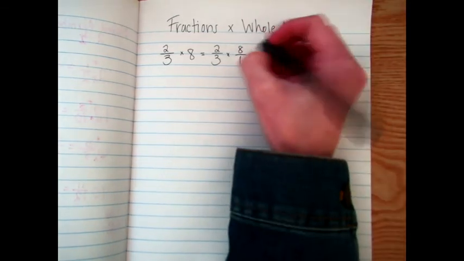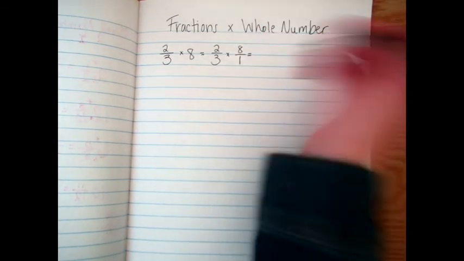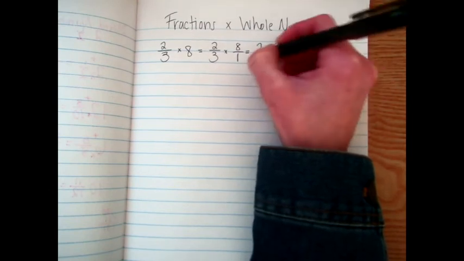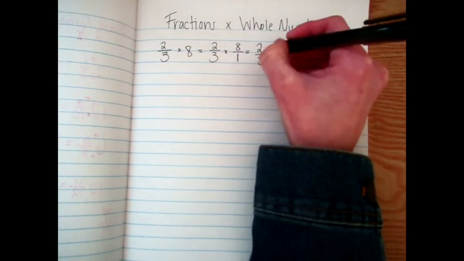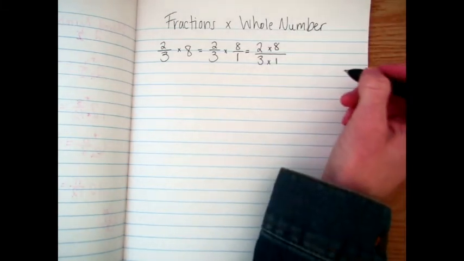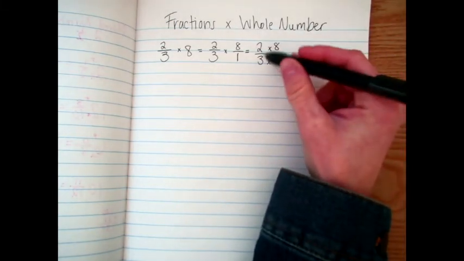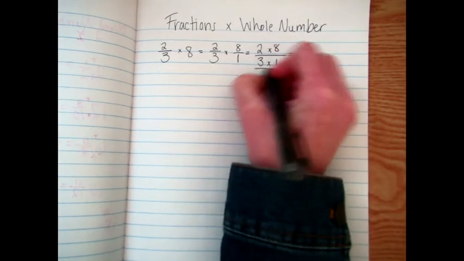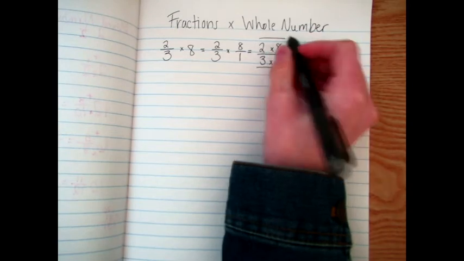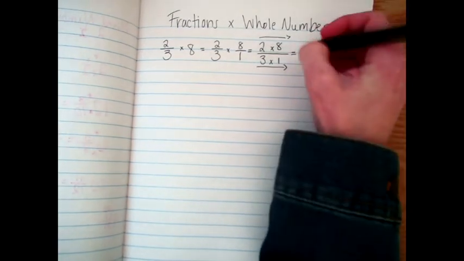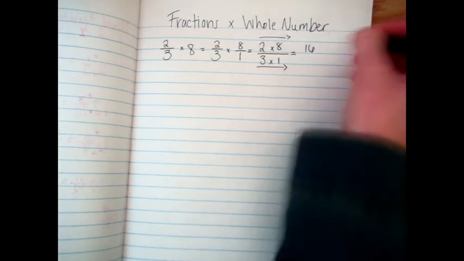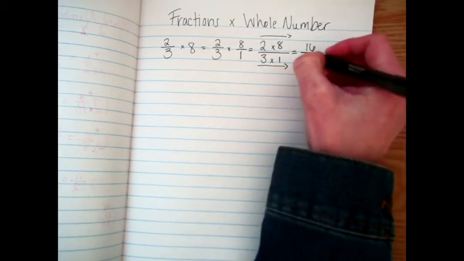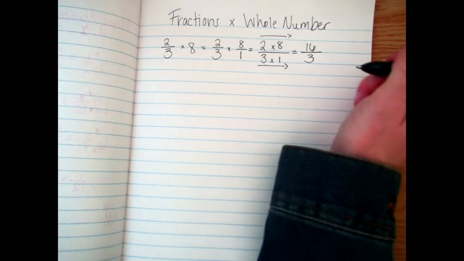So now we have 2/3 times 8 over 1. I'm going to rewrite these so that they're on the same line, so that way when we get to multiplying multiple fractions at once, we are already familiar with this setup. So then once I get to this point, I'm going to multiply across. First I have 2 times 8, which is 16. That's my numerator. At the bottom I have 3 times 1, which is 3. So 3 is my denominator.